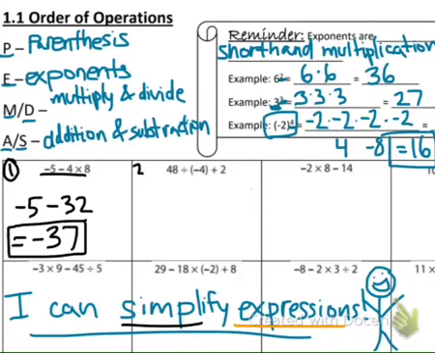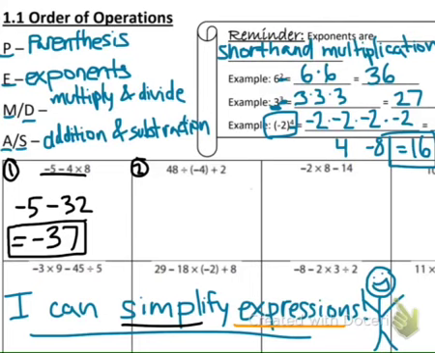Let's go ahead and simplify the second one. So we have 48 divided by negative 4 plus 2. Do we see any parentheses? Yes, but the negative 4 is as simplified as that's going to be. Remember, we simplify the inside of the parentheses. So we can move on.